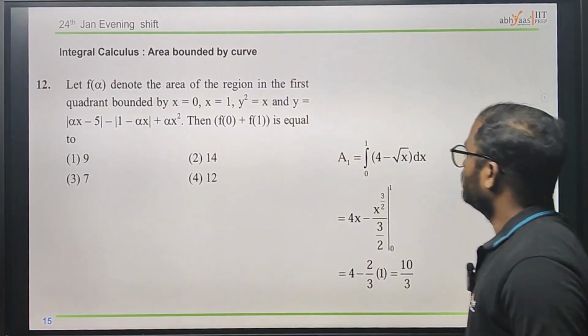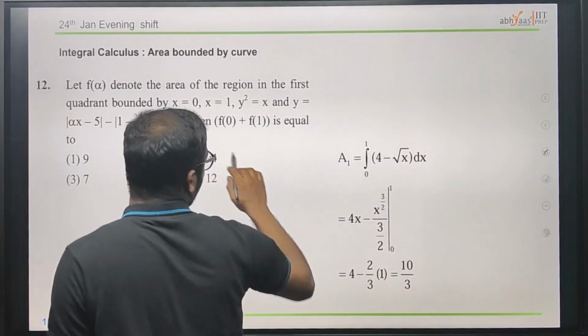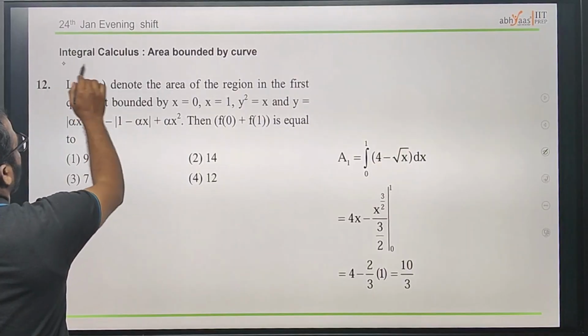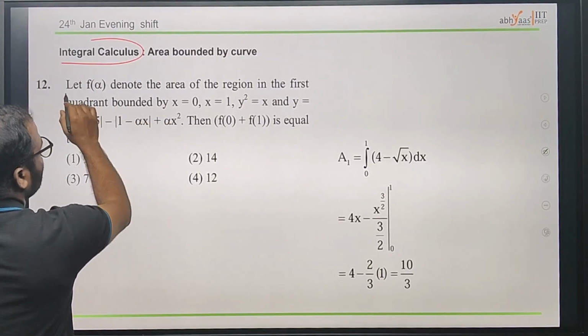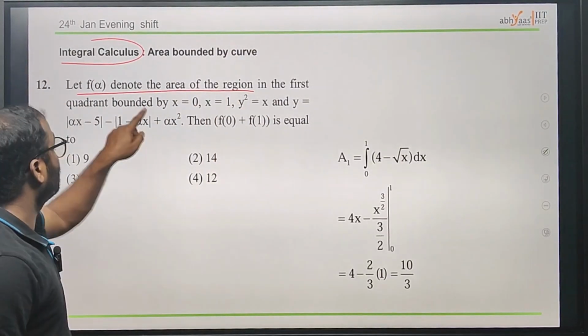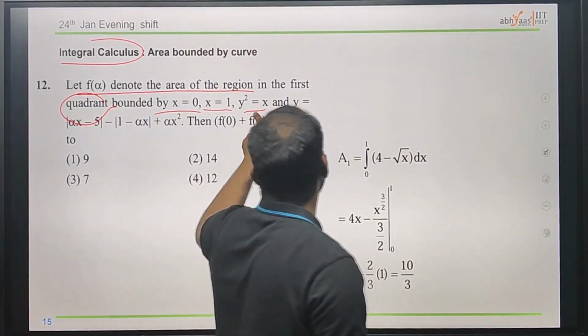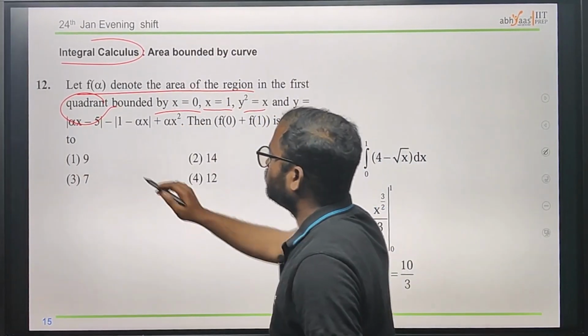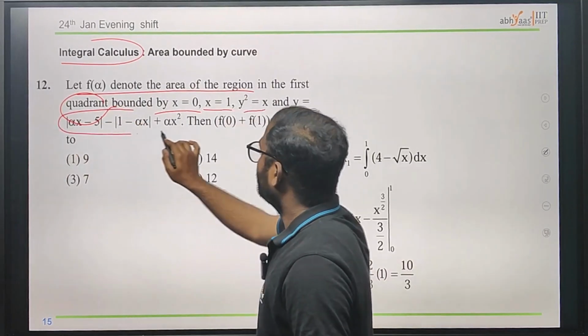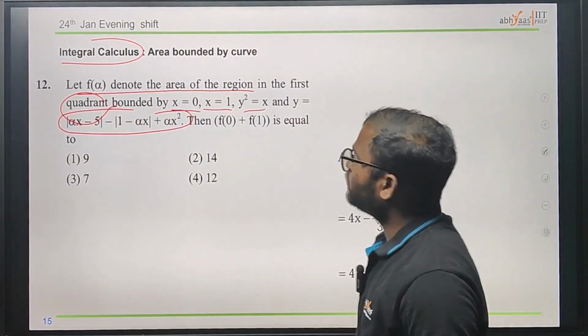Next question is on the basis of integral calculus, which is definite integration. They have given the area of the region in the first quadrant bounded by x equal to 0, x equal to 1, y square equal to x, and y equal to this one with a mod. We need to actually find alpha here.